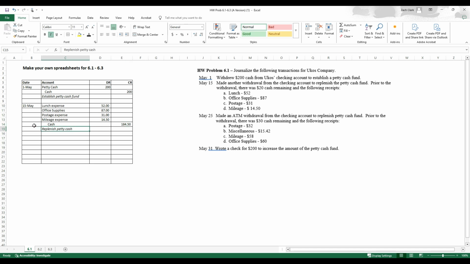Oh, you know what? We are missing one thing. Sorry, let me put one more thing in here, because I just noticed when we do add all this up, we don't get to the total. We get $184.50, and we need to get back up to $200, right?